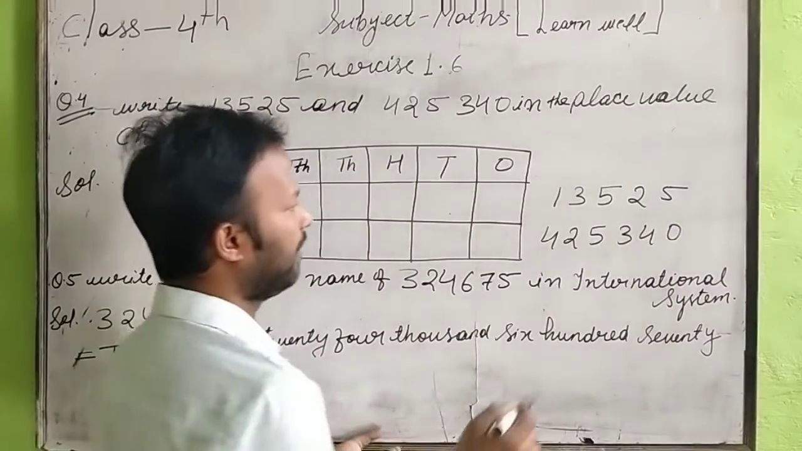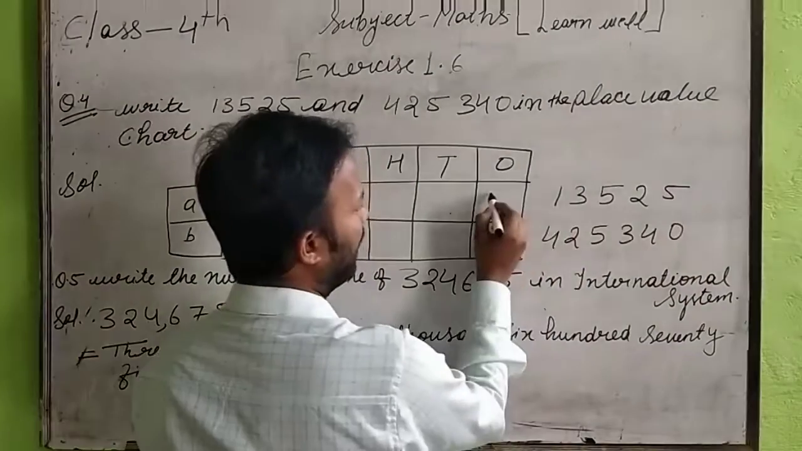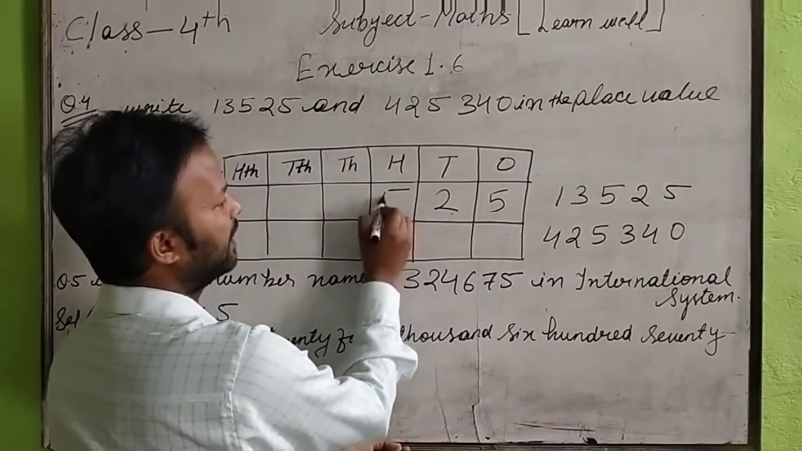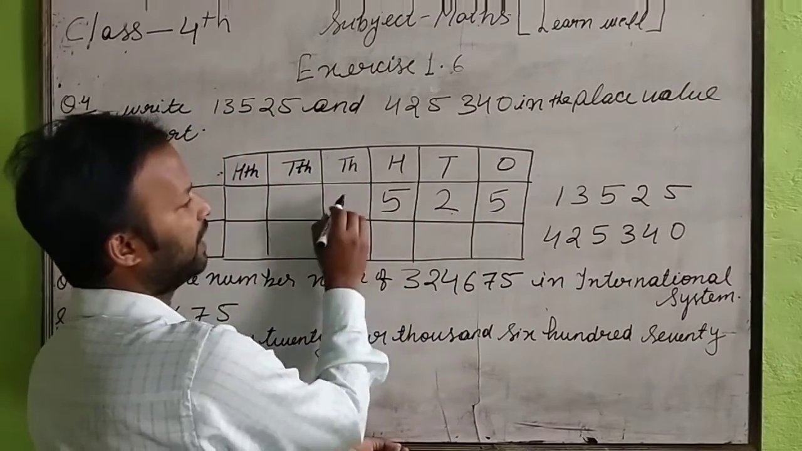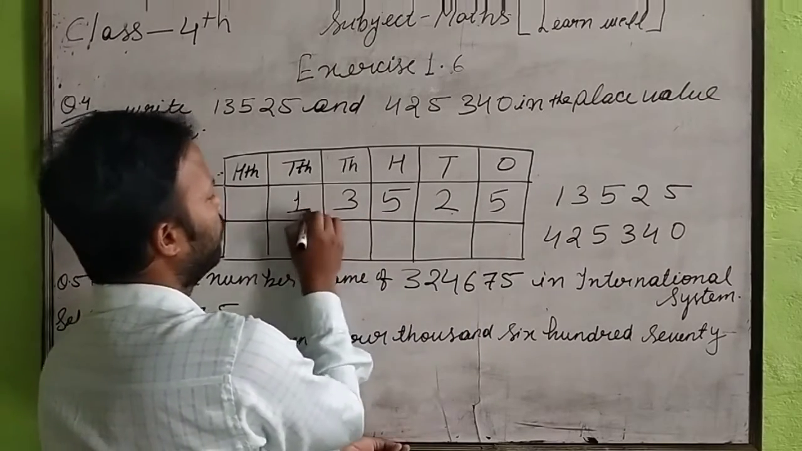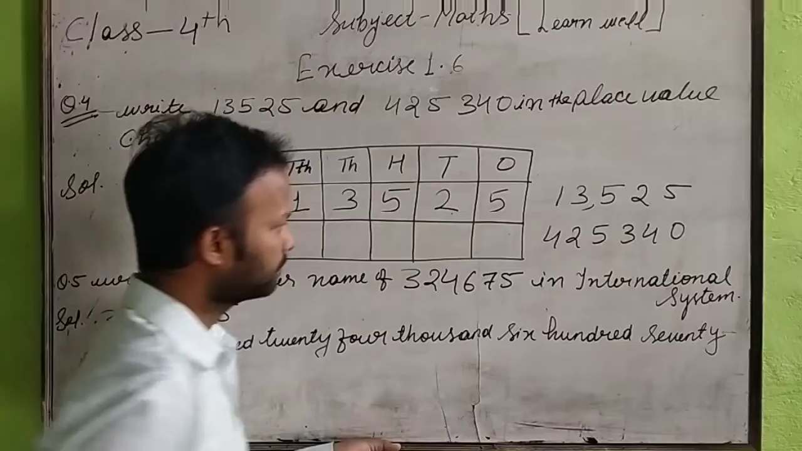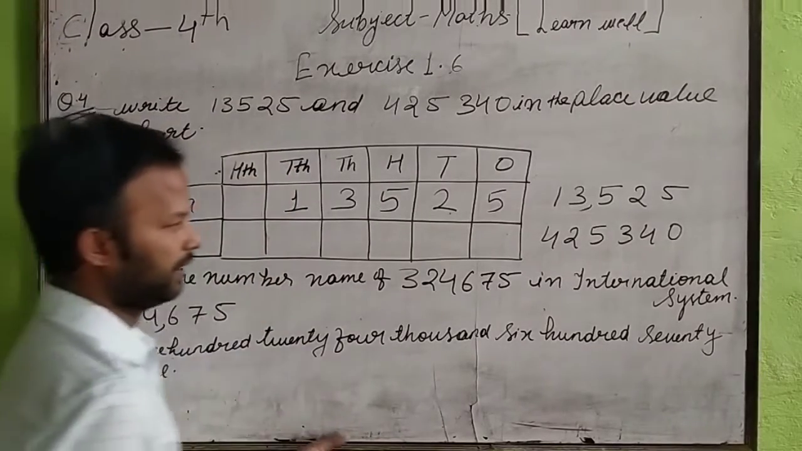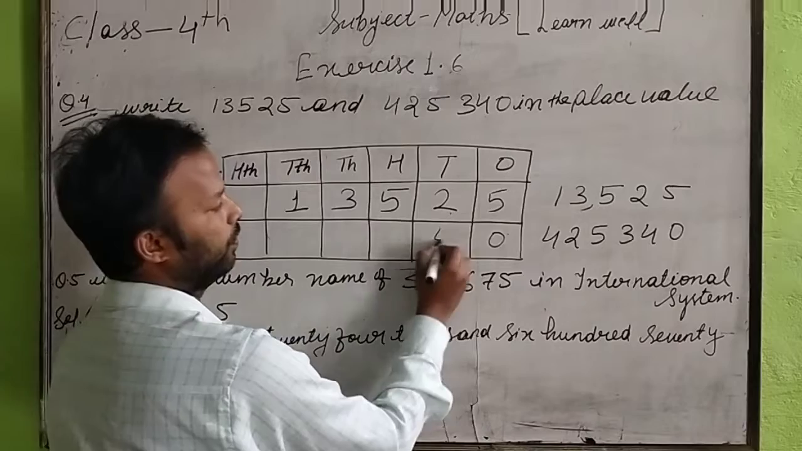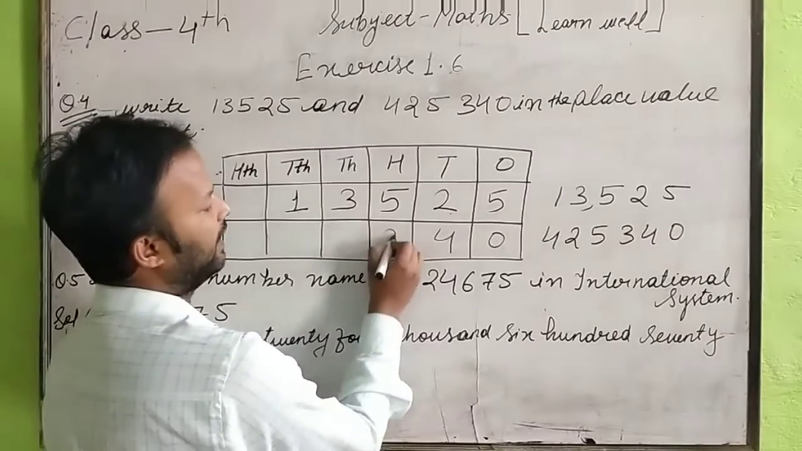Now see, ones. How many ones are there? 5. How many tens are there? 2. How many hundreds are there? 5. How many thousands are there? 3. How many 10,000s are there? 1. Okay. Now the B one. See, how many ones are there? 0. How many tens are there? 4. How many hundreds are there? 3.